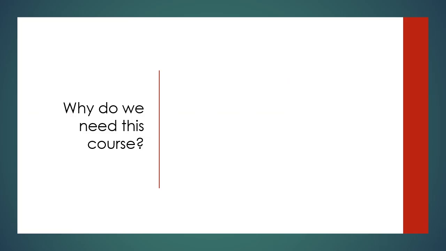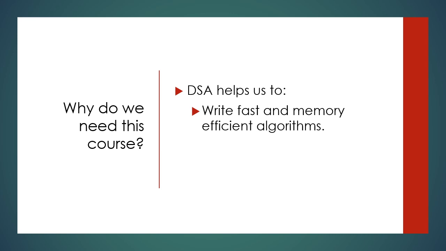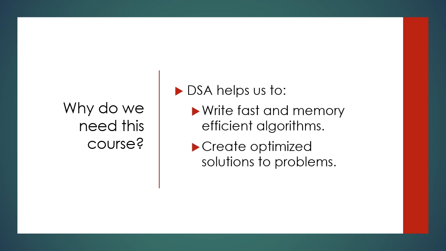Before we move to the contents of the course, one last question. Why do we need this course? We have learned how to code in Python and we have learned the basics of object-oriented programming. DSA helps us in 2 ways. We need to acquire the skills to write fast and memory-efficient algorithms. And we need to create optimized solutions to problems. And for both these things, DSA is going to help us immensely. So let's start data structures and algorithms.